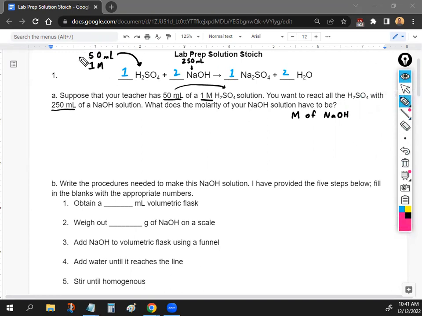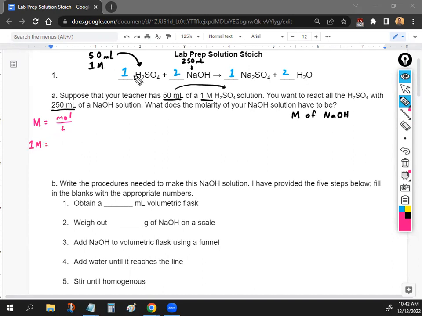Okay, so let's take the numbers that we start with and figure out our final answer. So if you guys take a look at our numbers, we have 50 mils and 1 molarity for H2SO4. That's what we're going to start with, okay? Now, if you guys remember, we've been using this formula for the last like 3 weeks now. Molarity is moles over liters. Okay, and let's talk about H2SO4. Now, it's 1 molarity, so I'm going to put 1 molarity right here.